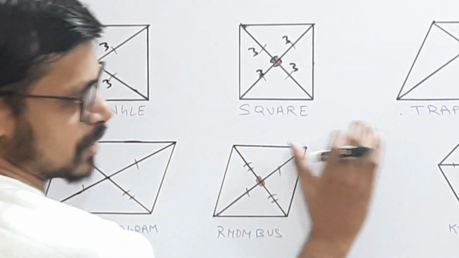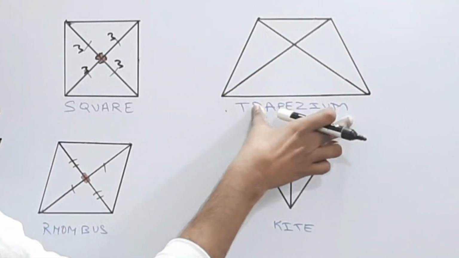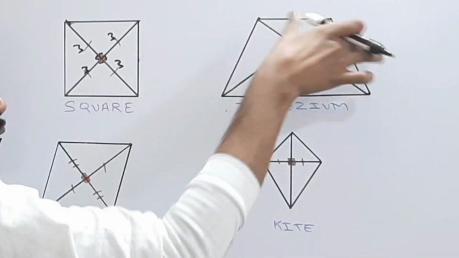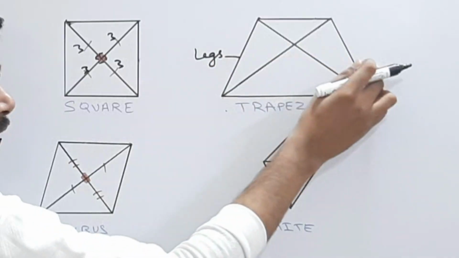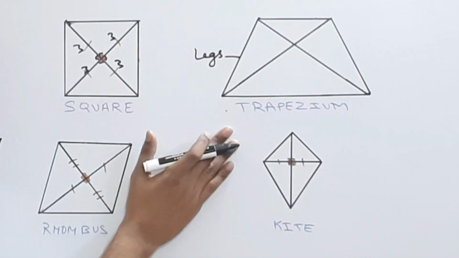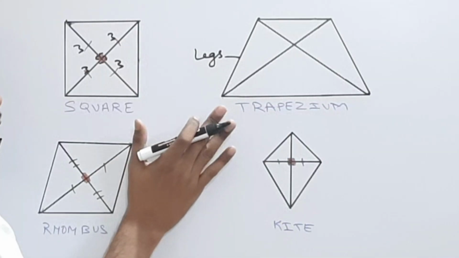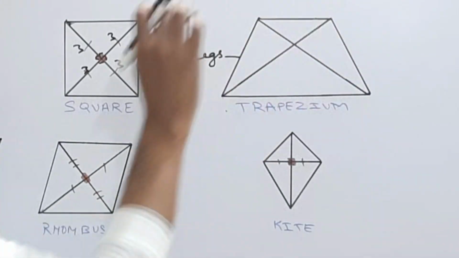Okay, now come to trapezium. In a trapezium, opposite sides are parallel. If these two legs are equal, this is called legs, then it is called an isosceles trapezium. It is a different kind of trapezium. So in the case of an isosceles trapezium, this length and this length will be equal.